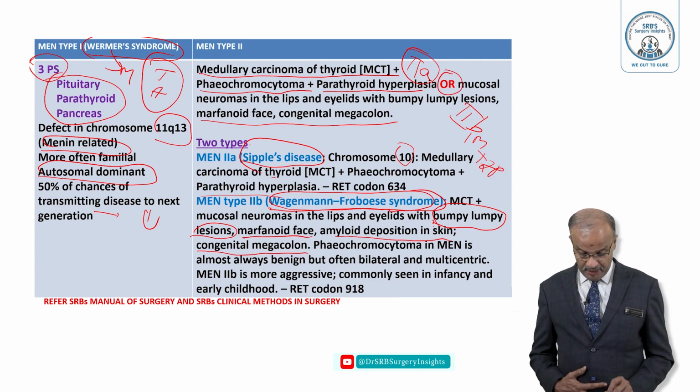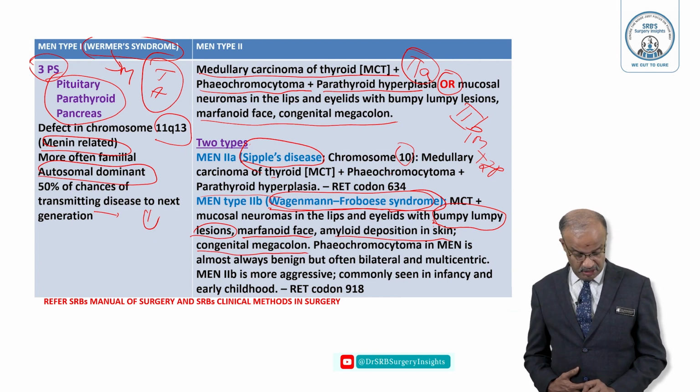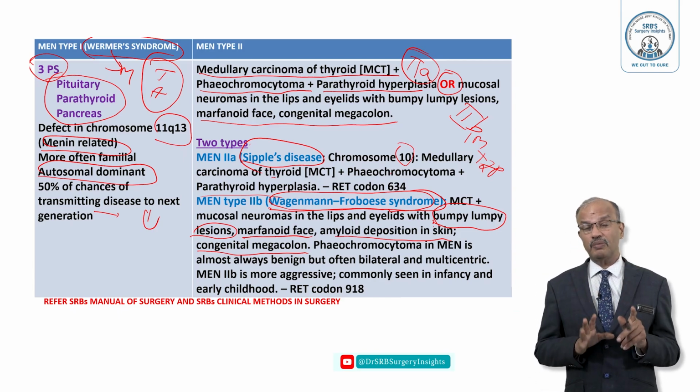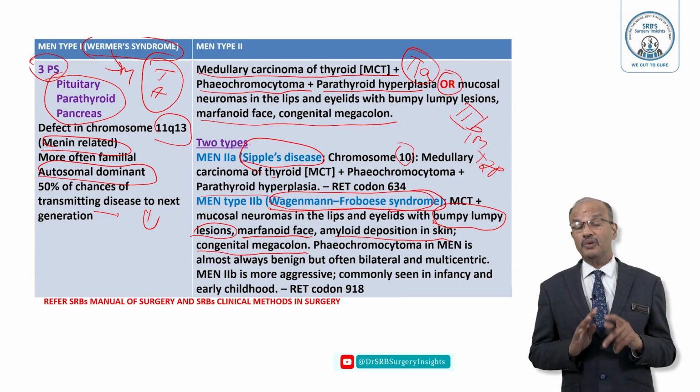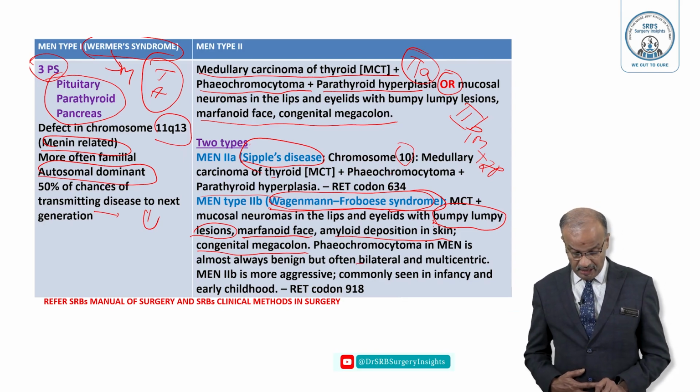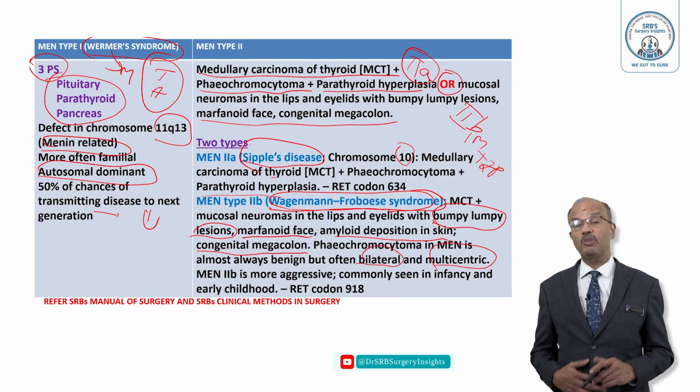Congenital megacolon is also common. Pheochromocytoma in MEN is almost always benign, remember, whereas MCT is malignant. Medullary carcinoma thyroid is malignant. Pheochromocytoma is benign but can be functional. That is important. It can be bilateral, multicentric, and it can be functional.